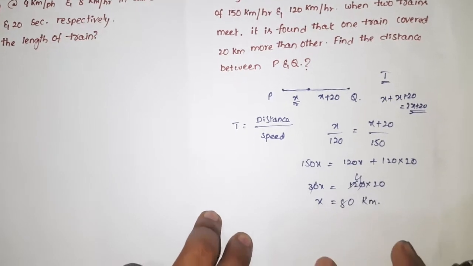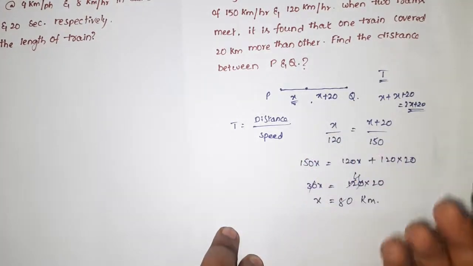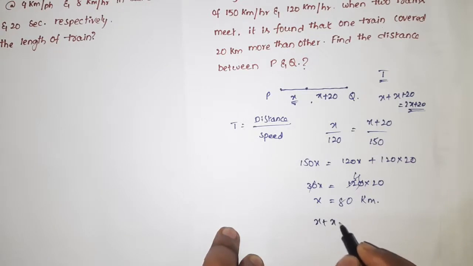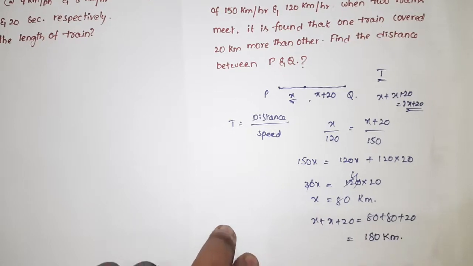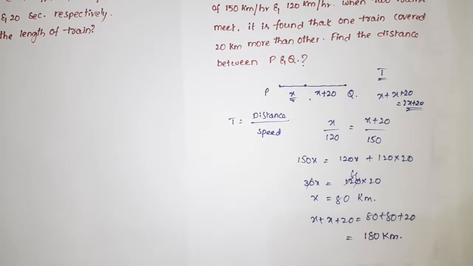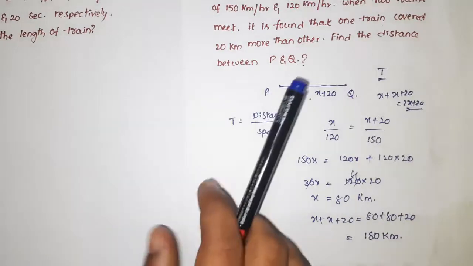What is the total distance? Total distance is x plus x plus 20, which is equal to 80 plus 80 plus 20. So 180 kilometers. The final answer is 180 kilometers. The distance between two stations P and Q is 180 kilometers. We used here that time is constant, so we used that particular relationship.